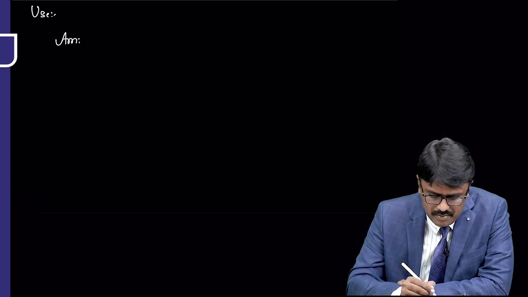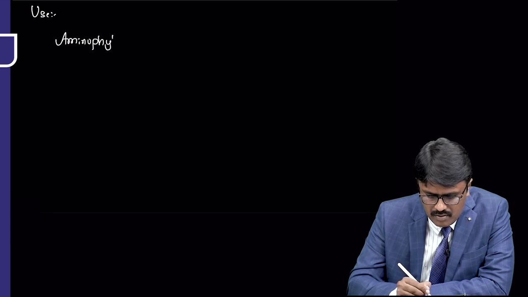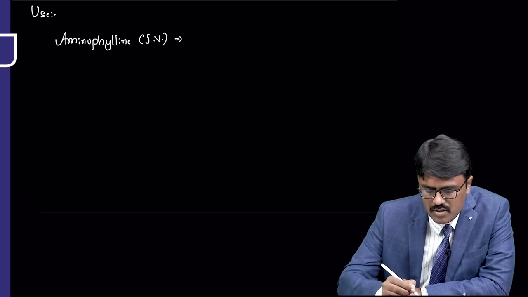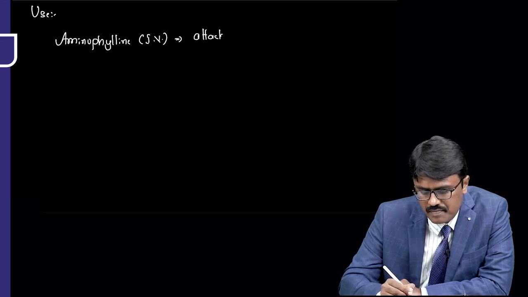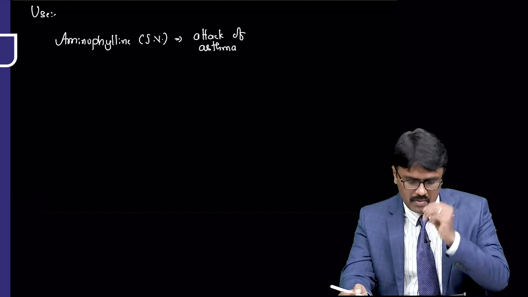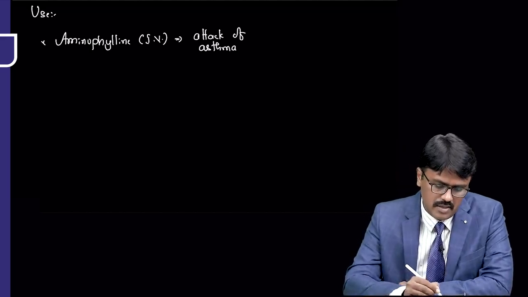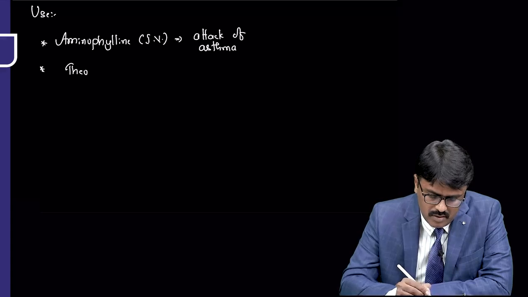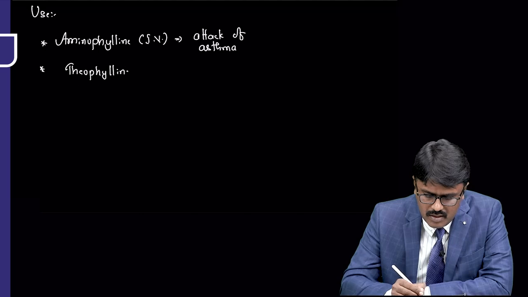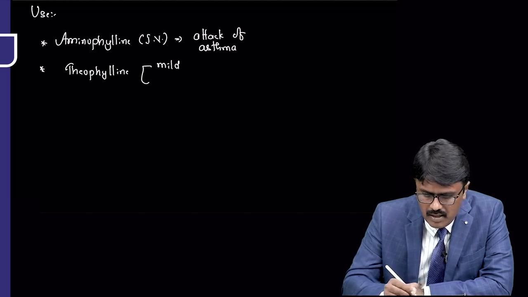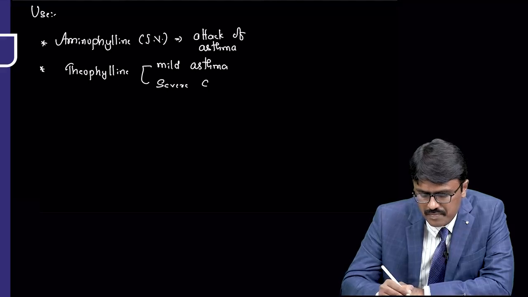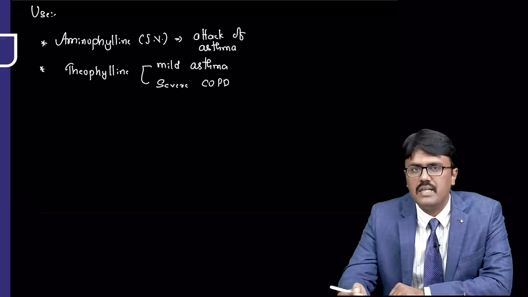Now aminophylline is given IV and the IV preparation is used in attack of asthma. So even though the usage has been not so common nowadays, you can use it IV for attack of asthma, that is status asthmaticus. Then theophylline is used for mild asthma and severe cases of COPD. So these are the indications of methylxanthines.